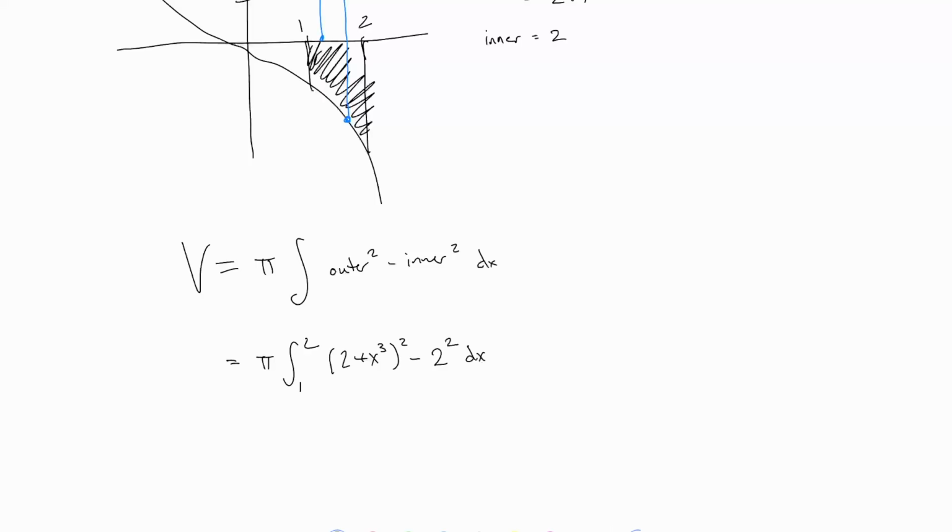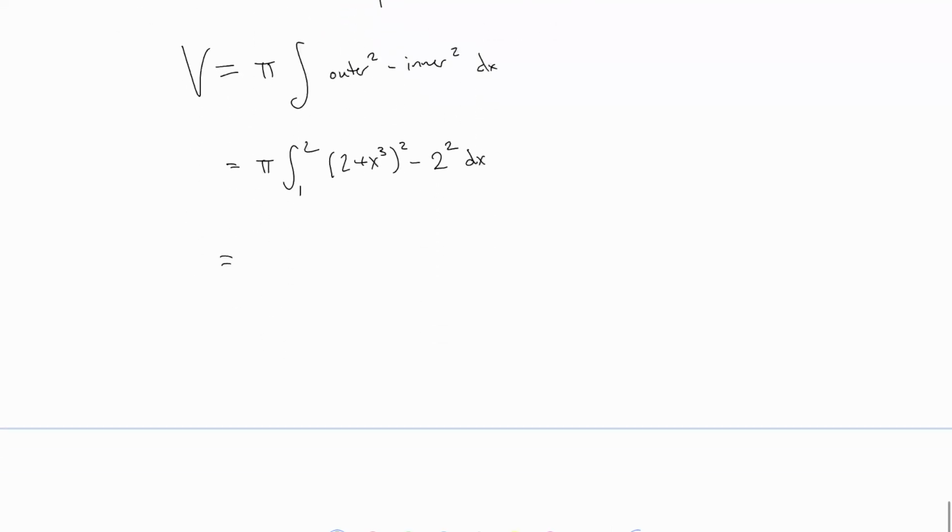Folks seem to be doing all right. I'm going to write this down. So you've got to do the FOIL there on the inside. This is a little bit of a pain, but it's not so bad. Do the FOIL on the 2 plus x cubed. Square that out. You get this.